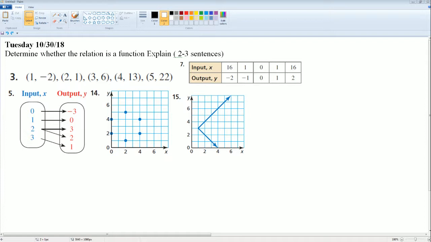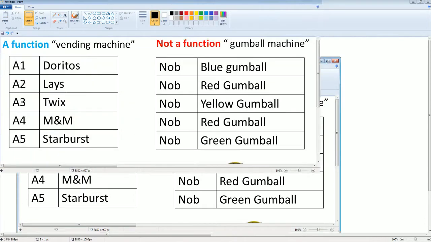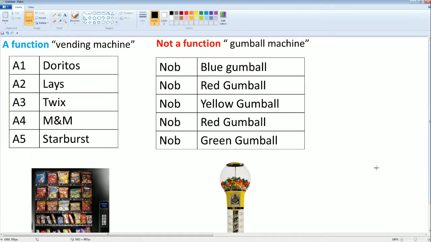Here it says determine whether this relation is a function and explain. Alright, before we do this, I would like to give you an example of how to tell if something is a function or not. For those who are in class, you should remember this.